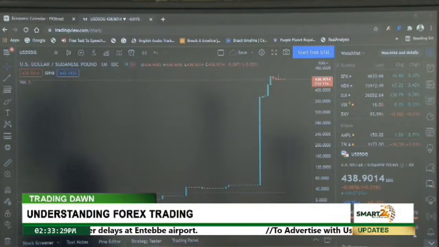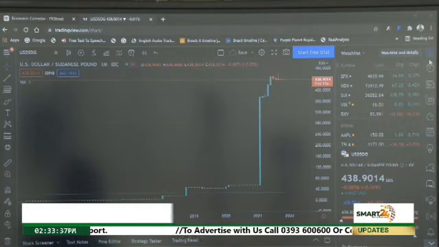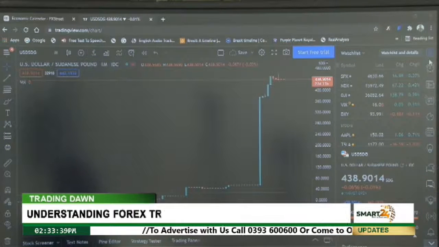So when one country is going through some issues, another country will rise up against it. Interest rates will go up against that country. Exchange rates will definitely go up against that country, and that will show you something that is going on.